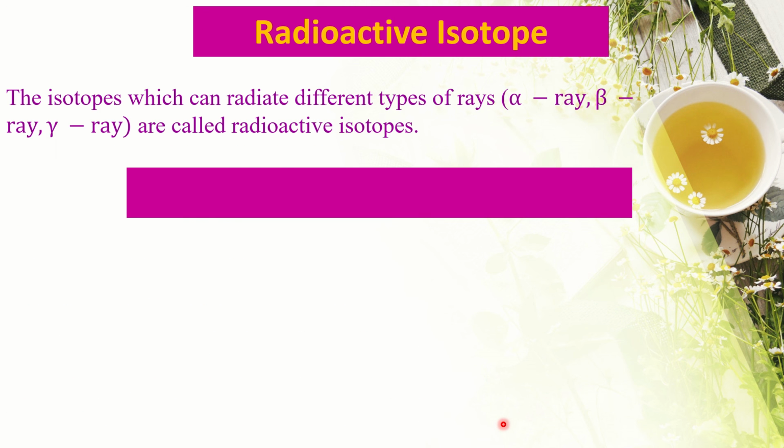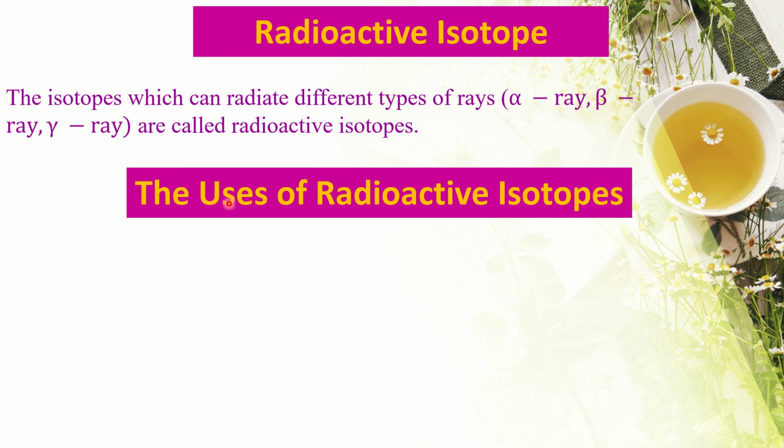Now, radioactive isotope. Not all isotopes, but some isotopes can radiate different types of rays, for example alpha ray, beta ray, gamma ray. These are called radioactive isotopes. That means the isotopes which can radiate alpha ray, beta ray, gamma ray, these isotopes are called radioactive isotopes. And there are many uses of these radioactive isotopes.